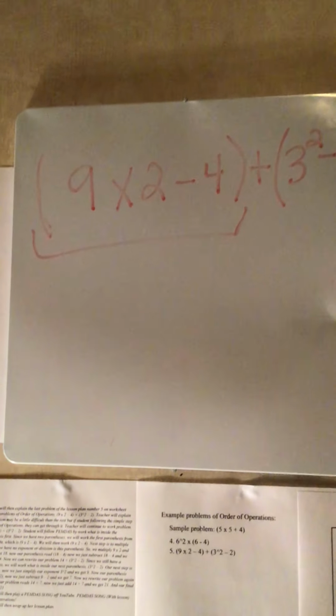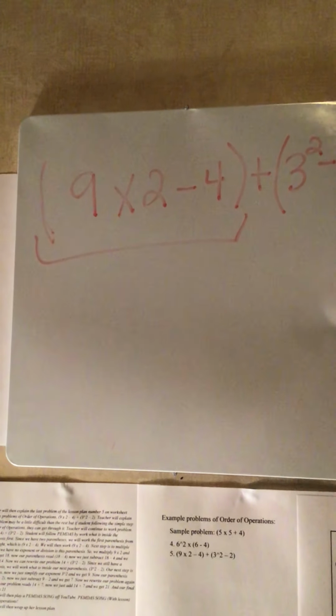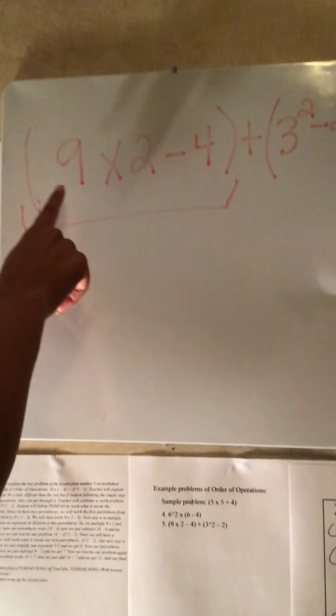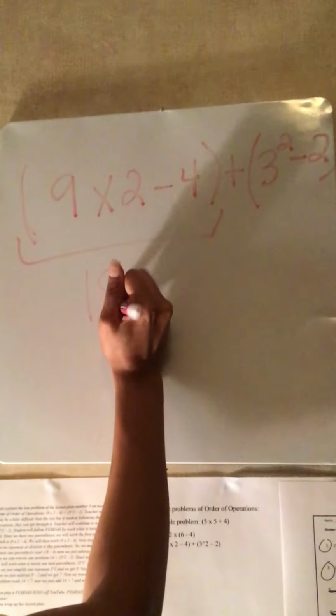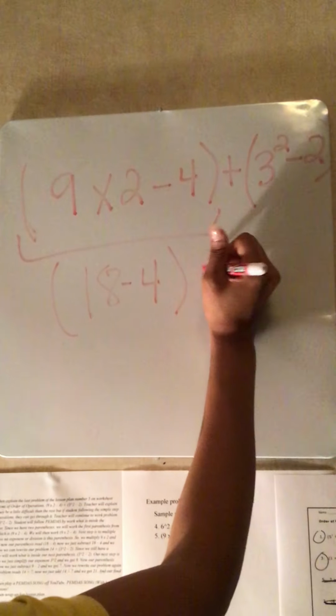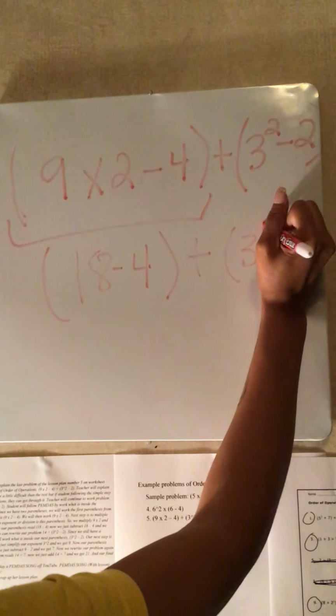Our next step tells us to perform our operation with the exponent. We have none in this parentheses, so we go to our next step. And our next step tells us to perform multiplication and division operation from left to right. So now we multiply 9 times 2. We know 9 times 2 is 18. 18 minus 4. And we just bring down the rest of our problem.